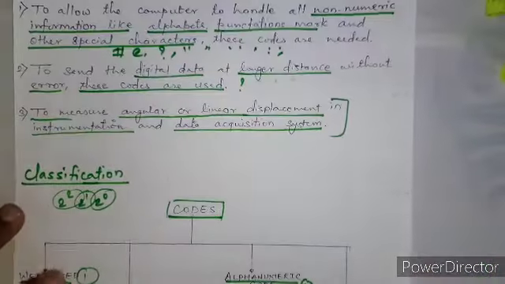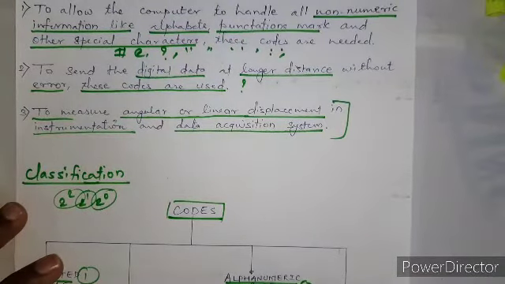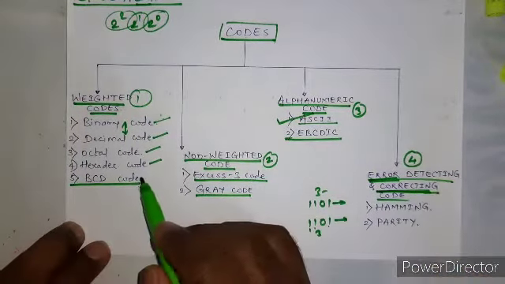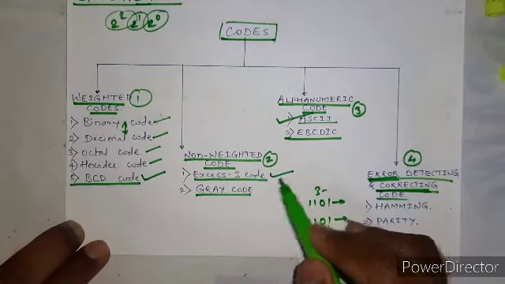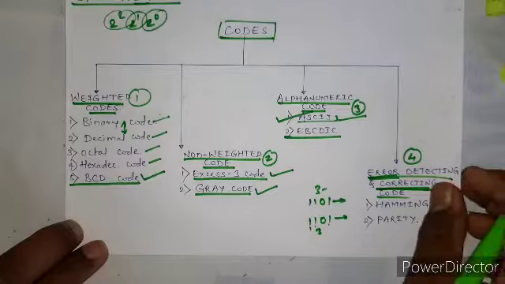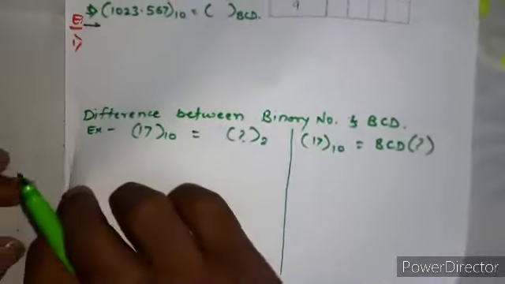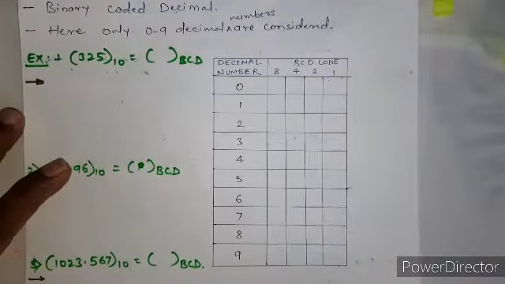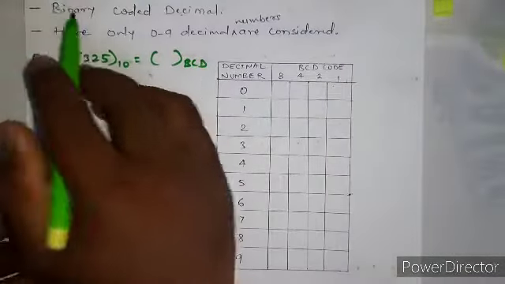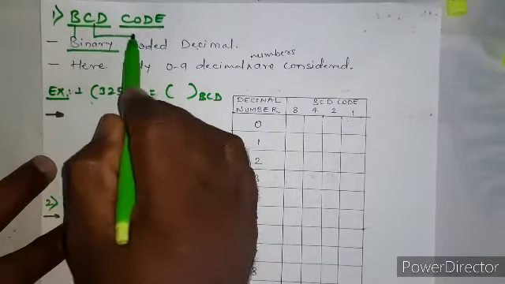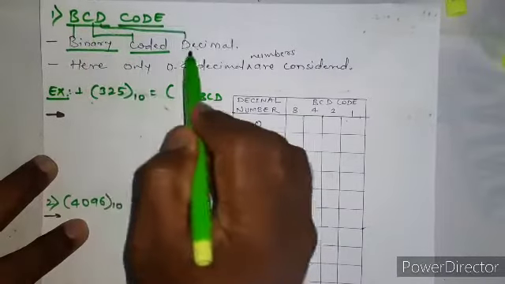So this is basic information about the codes, right? As far as our syllabus is concerned, we are supposed to study BCD, XS3, Gray and ASCII code. So let us start with the BCD code. We call it binary coded decimal.